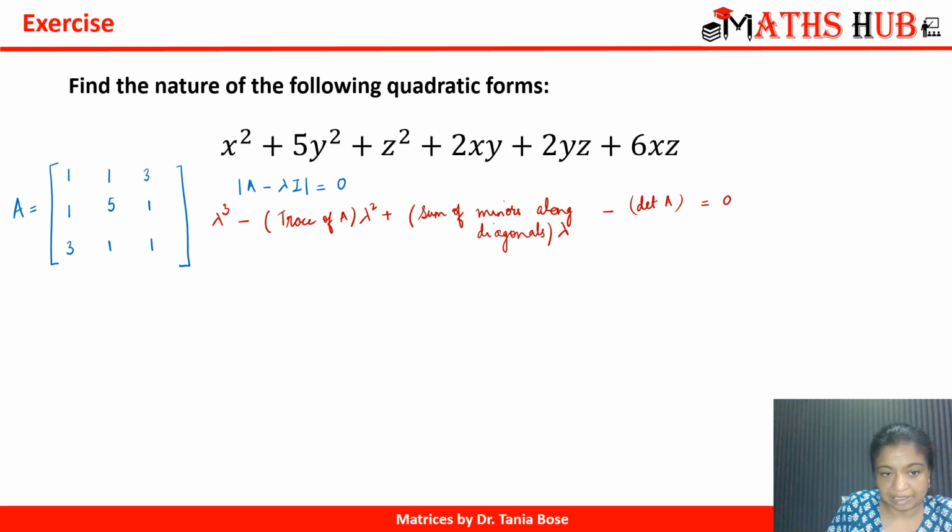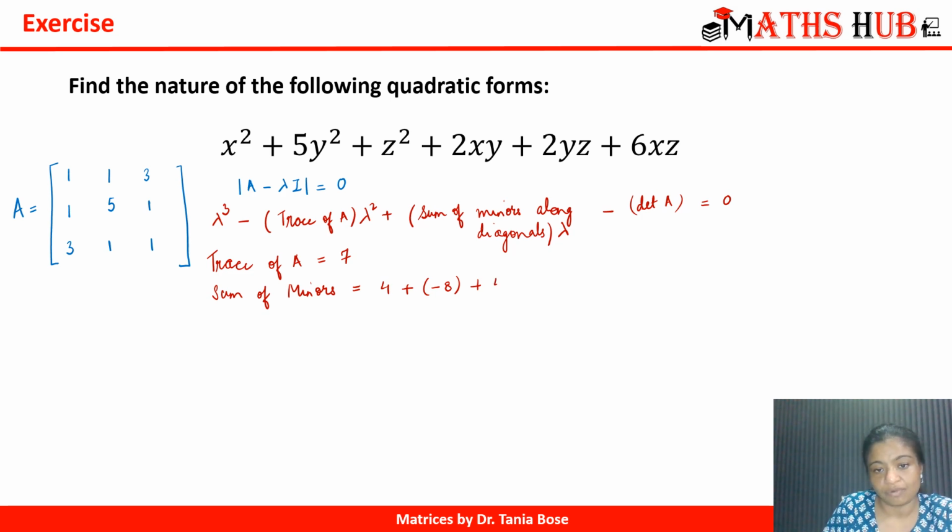So now let us try to calculate the trace of A. What is the trace of A? Trace of A is the sum of the diagonal entries 5, 6, 7... So it is 7. What is the sum of the minors along the diagonals? Let us take the first minor along 1. For 1, the minor is 5 minus 1, that is 4. For the second place, the minor is 1 minus 9, that is minus 8. And the third one, it is 5 minus 1, that is again 4. So 4 plus 4, 8, so it is becoming 0.